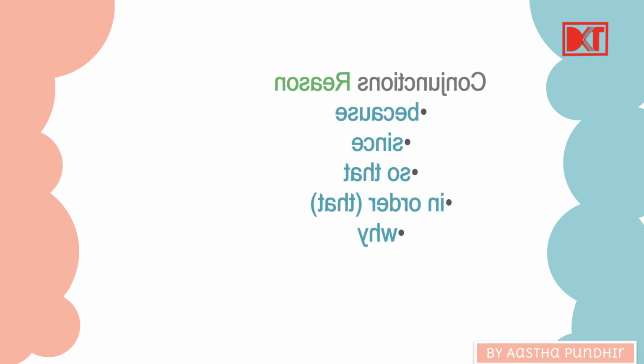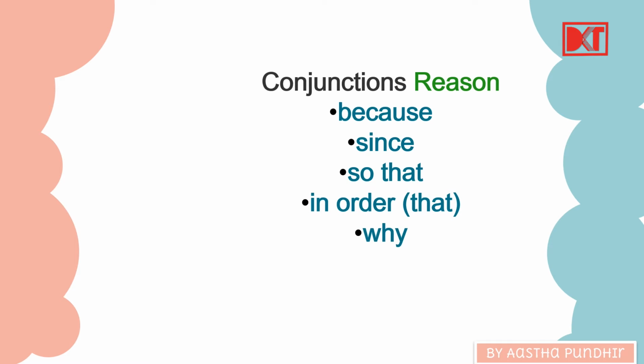Okay, we have a few more. We have conjunctions of reason, the ones which are used to provide certain reasons for something, like because, since, so that, in order that, or in order to do something. All right. All these are used to provide certain reasons. Okay.